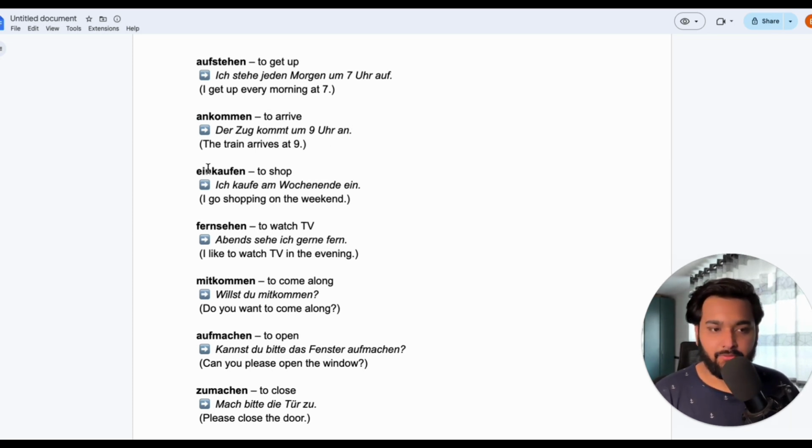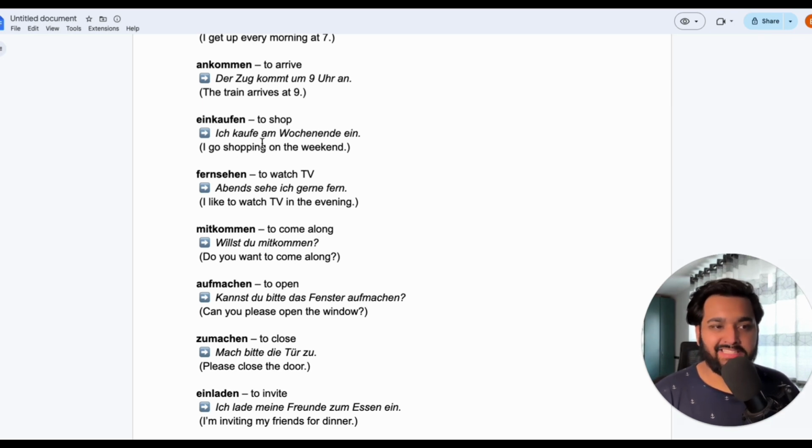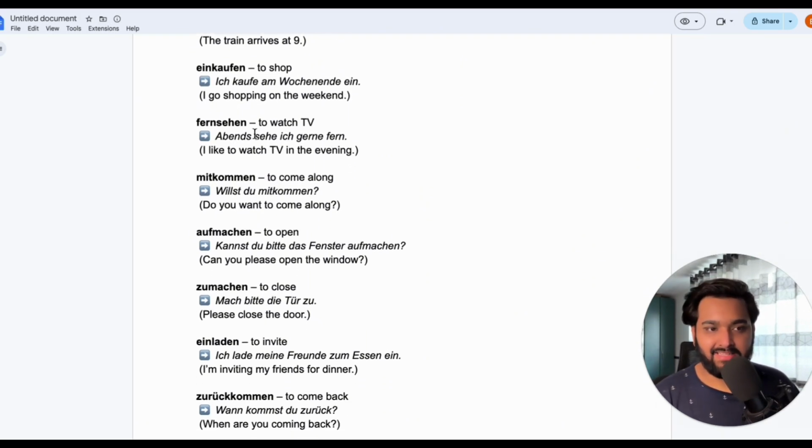Next we have einkaufen, to shop. Ich kaufe am Wochenende ein. I go shopping on the weekend. Next we have fernsehen, to watch TV. Abends sehe ich gerne fern. That means I like to watch TV in the evening.